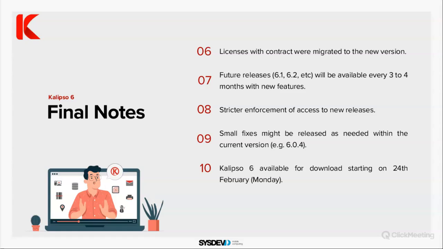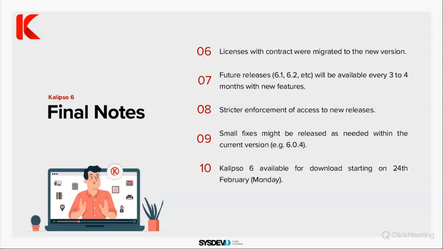So Kalipso 6 is ready. Okay. So what we are going to do tomorrow, we are going to update every license for Kalipso users that have a Kalipso license with support contract. We are going to update them to Kalipso 6, and on Monday you will be able to download version 6 and use it.